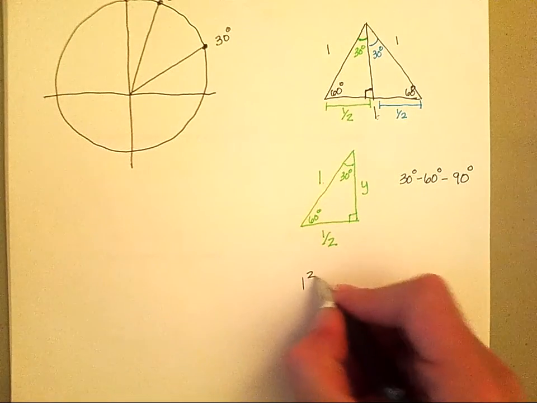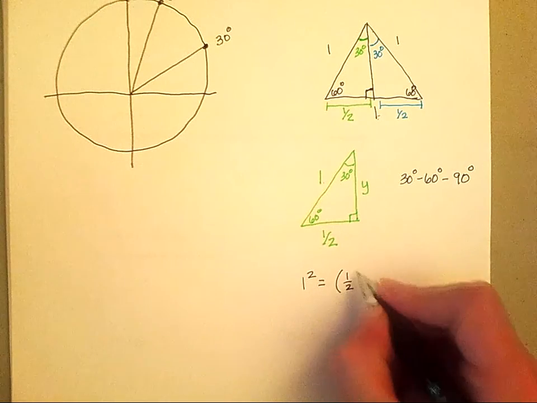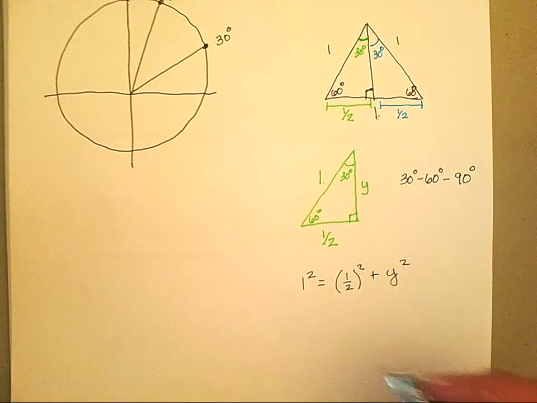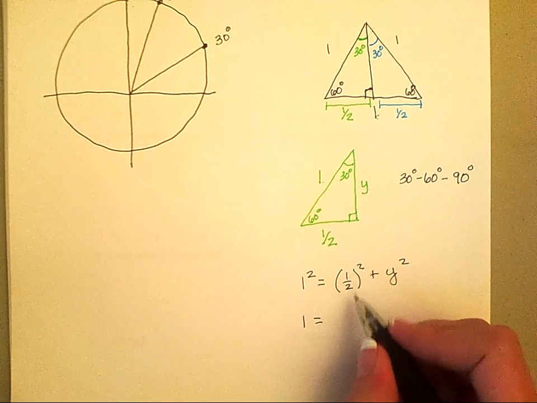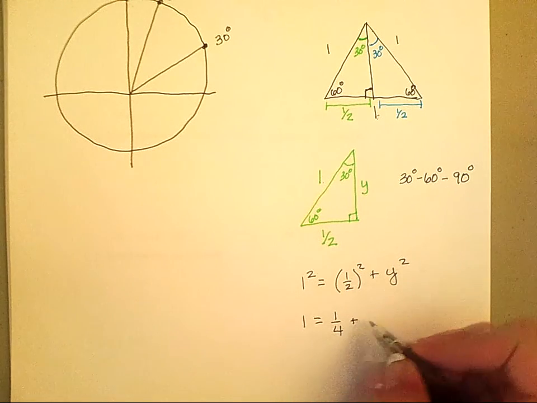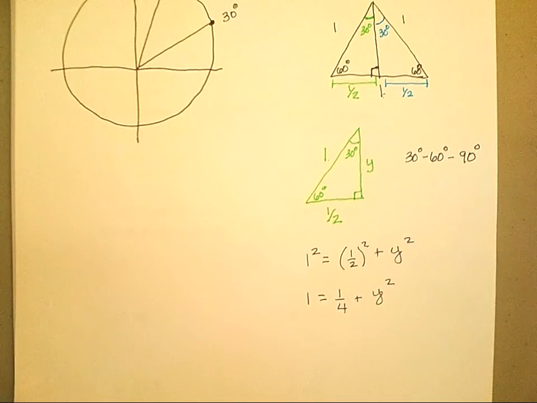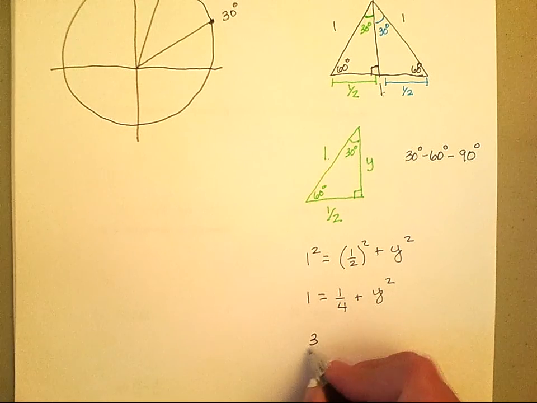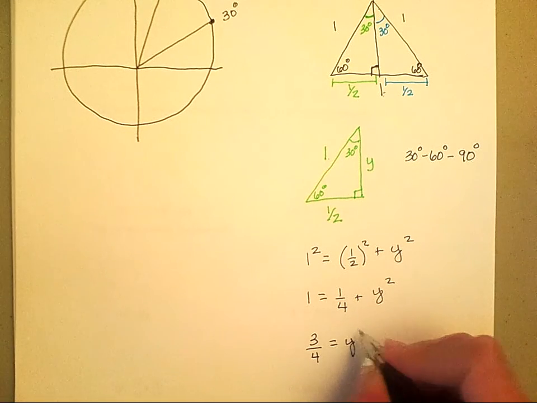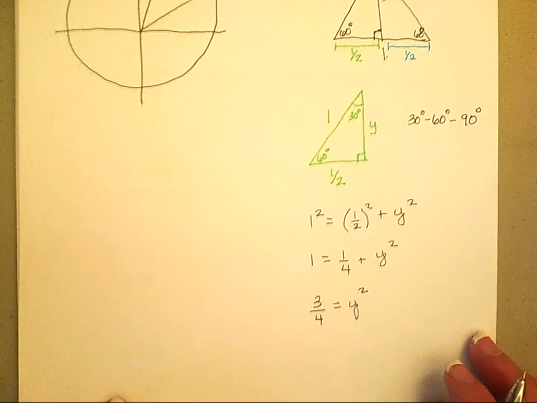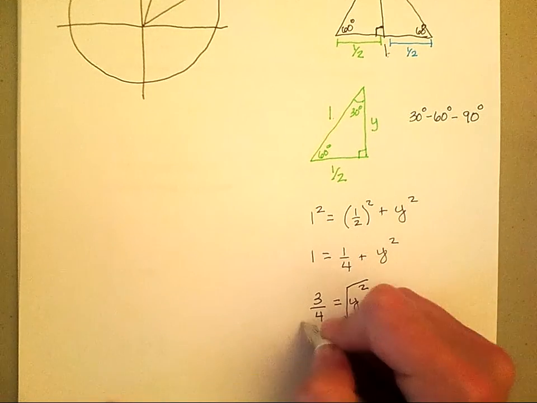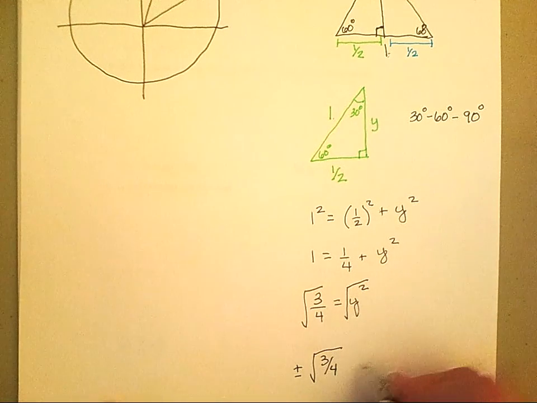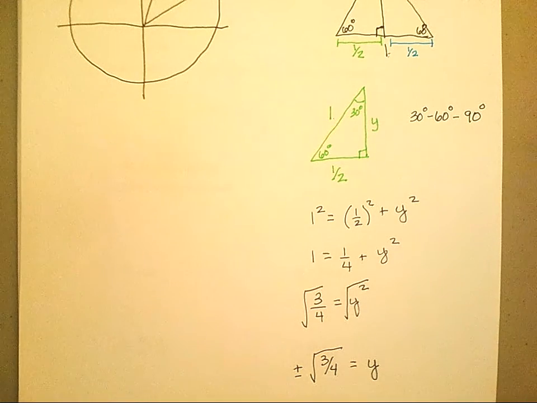So again, let's use the Pythagorean theorem. We know that 1 squared must be equal to 1/2 squared plus y squared. So 1 must be equal to 1/2 times 1/2 is 1/4 plus y squared. And if we subtract 1/4 from both sides, we get 3/4 on this side is equal to y squared. And now we'll take the square root. So we'll get plus or minus the square root of 3 over 4 is equal to y.